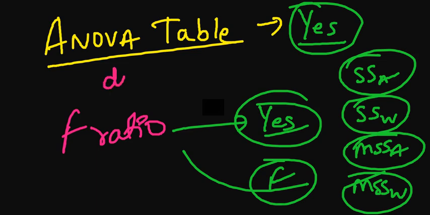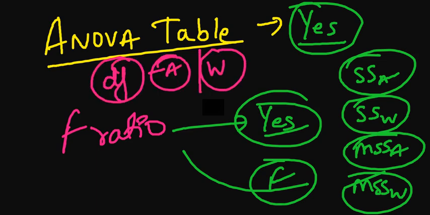Apart from that, you can calculate degree of freedom for among as well as degree of freedom for within. All the components of your ANOVA table for a one-way ANOVA are ready for you in just 25 minutes.